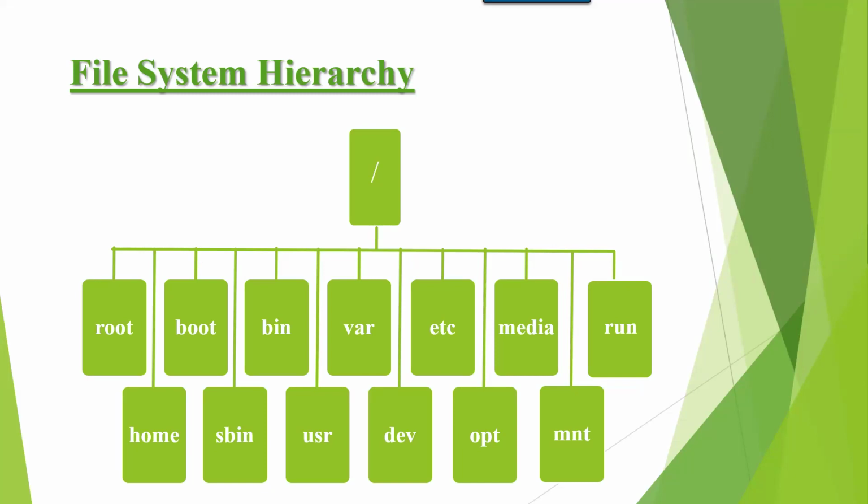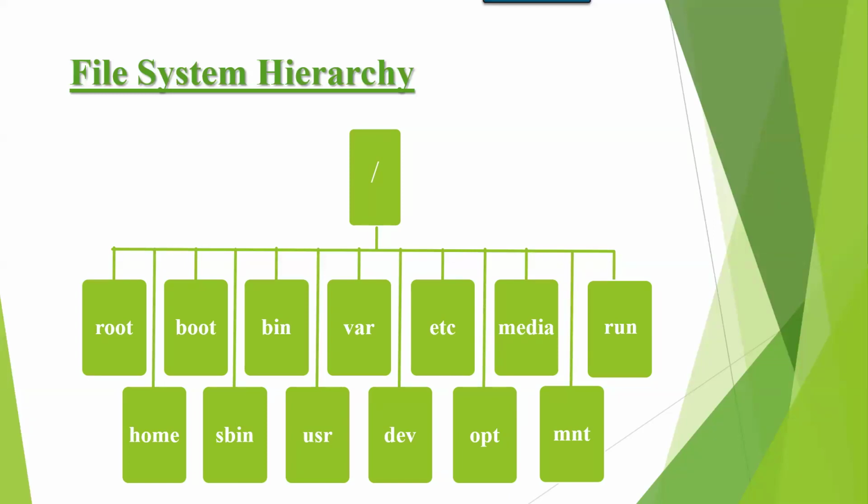Boot contains bootable files. Operating system bootable files are stored under boot. Sbin contains super user commands, the commands which can be executed by super user. Bin contains normal user commands, the commands which can be executed by normal user. That commands are stored under bin. USR contains default applications, applications which comes along with operating system. That applications are stored under USR.